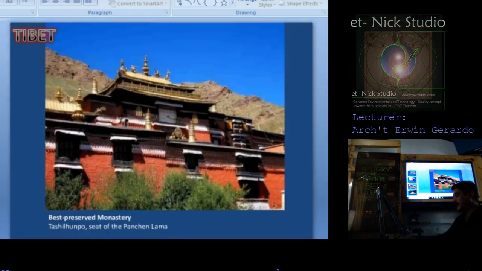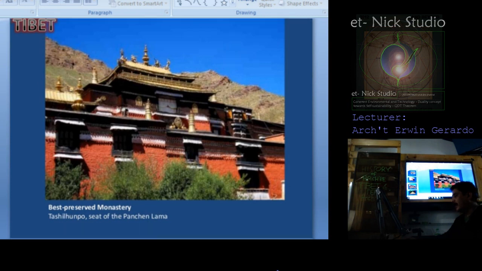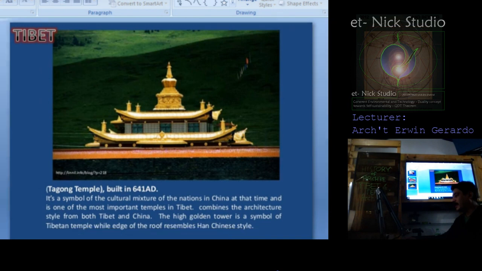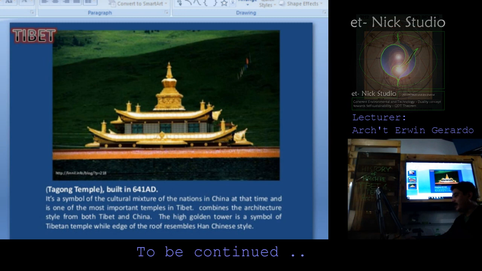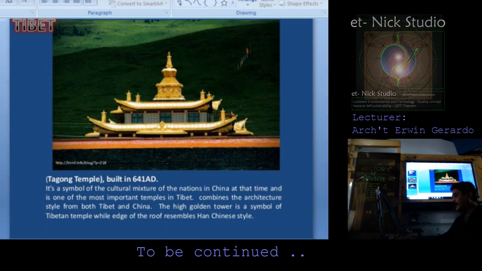The best preserved monastery is Tashi Lhunpo, seat of the Panchen Lama. The Tradruk Temple, built in 641 AD, is a symbol of the cultural mixture of the nations in China at that time and is one of the most important temples in Tibet. It combines the architectural styles of both Tibet and China. The high golden tower is a symbol of a Tibetan temple, while the edge of the roof resembles the Han Chinese style.